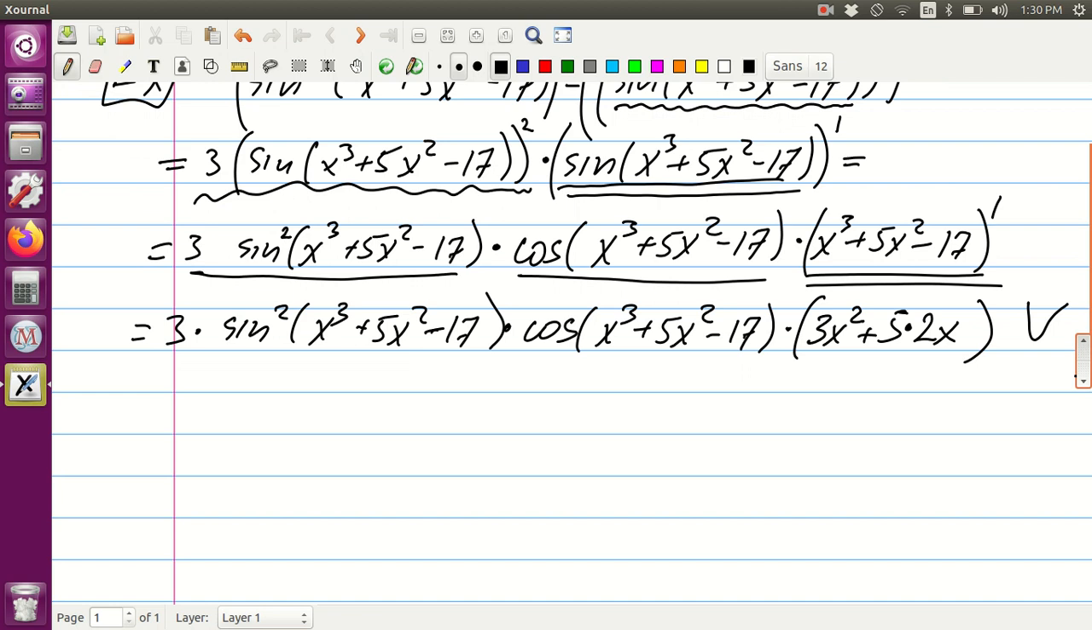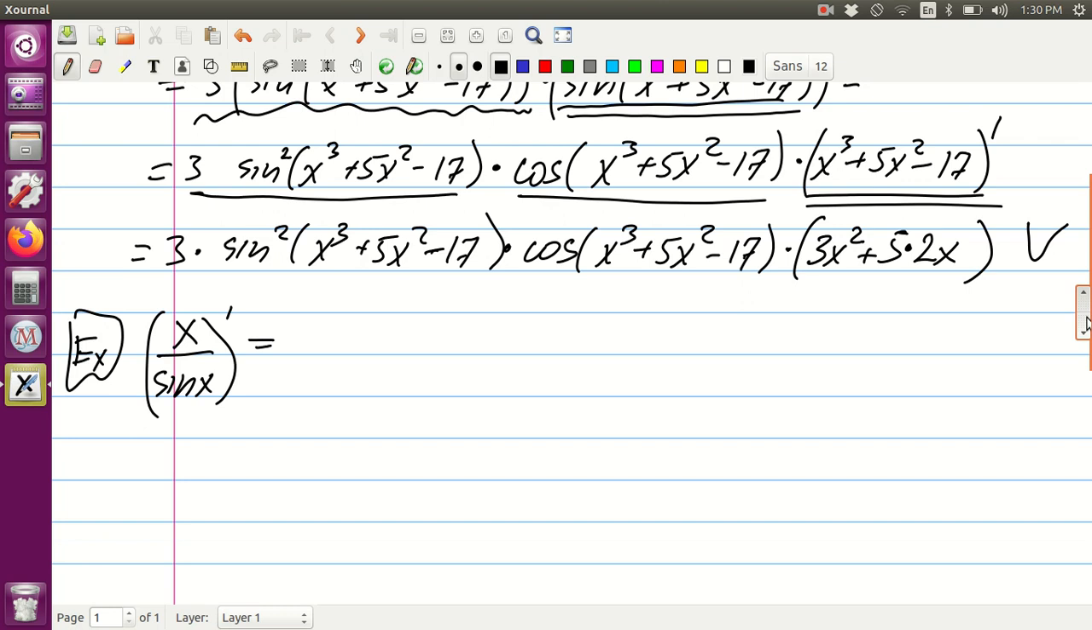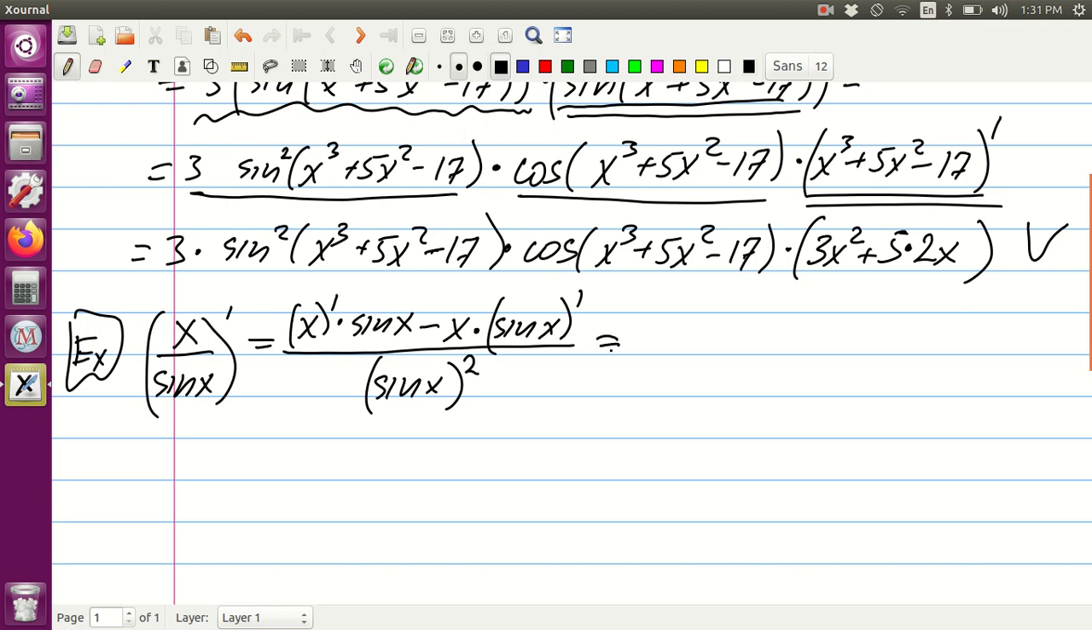So we reviewed a little bit the derivative of sine. Let's do one more example before we move on. In this example, we have to find the derivative of x divided by sine of x. Here we have a fraction, so we're going to use the quotient rule. The quotient rule says find the derivative of x, multiply by the sine, subtract x multiplied by the derivative of the sine. On the bottom we have sine of x quantity squared.